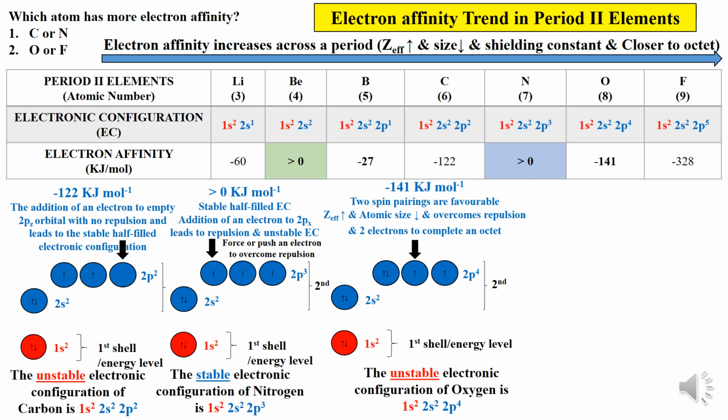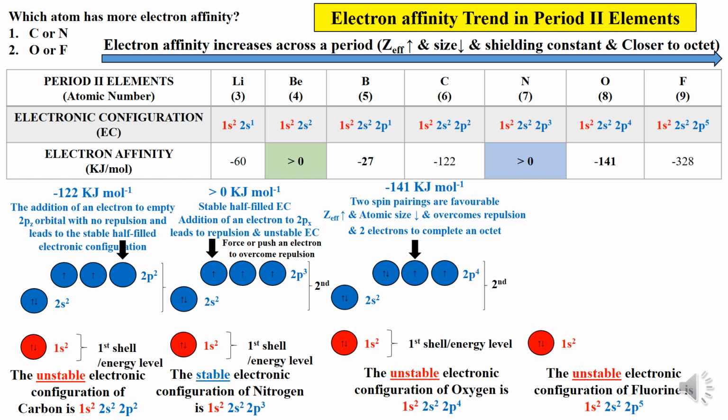and moreover, oxygen just needs 2 electrons to complete the octet. So there are so many factors which are shadowing the electron-electron repulsion in the x and y orbitals. And therefore, it is shown by an exothermic process, negative value, 141 kilojoules per mole.